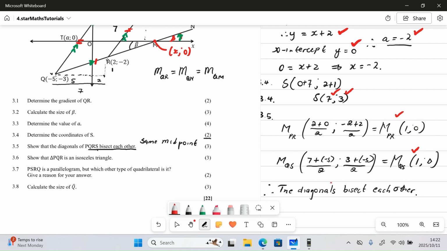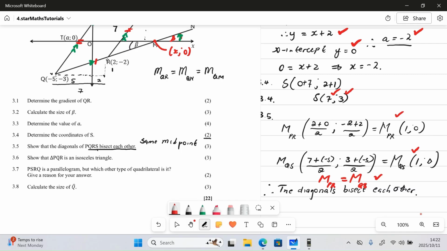Okay, conclusion. Didn't write a conclusion. In the conclusion, we need to say the midpoint of PR is equal to the midpoint of QS. Therefore, the two diagonals bisect each other.